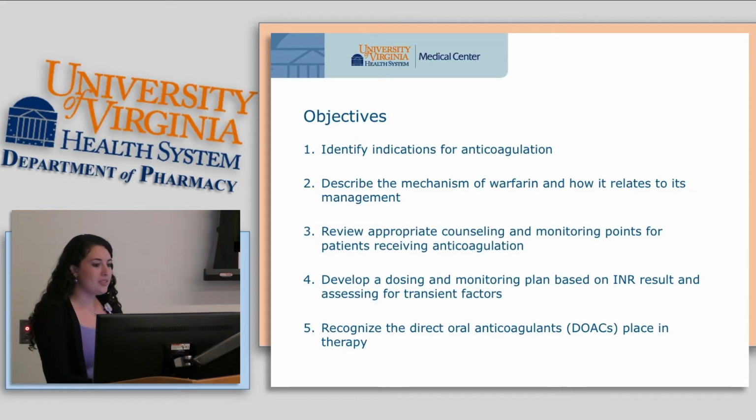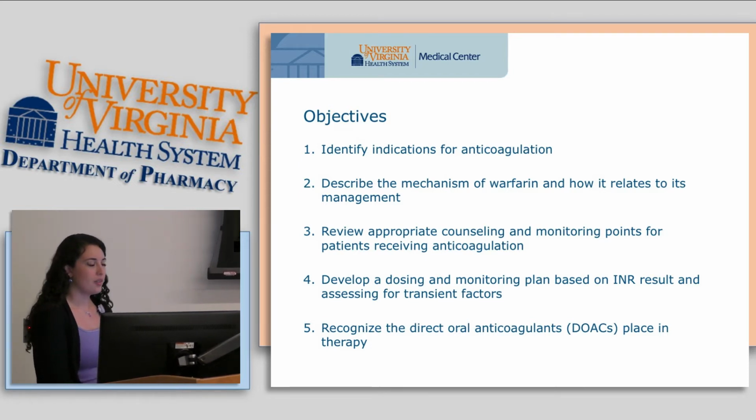So the objectives, first we can talk about indications for anticoagulation, the mechanism of warfarin and how the mechanism relates to how we manage warfarin. Talk about appropriate counseling and monitoring points for patients receiving any type of anticoagulation, developing a dosing and monitoring plan based on their INR and any transient factors that they have present, and then recognizing where DOACs could fit into therapy if a patient maybe isn't the best candidate for warfarin.